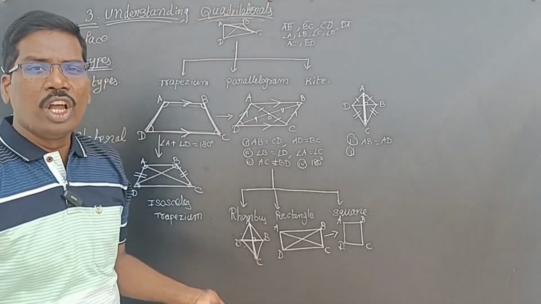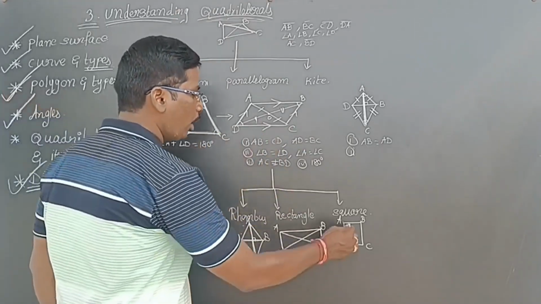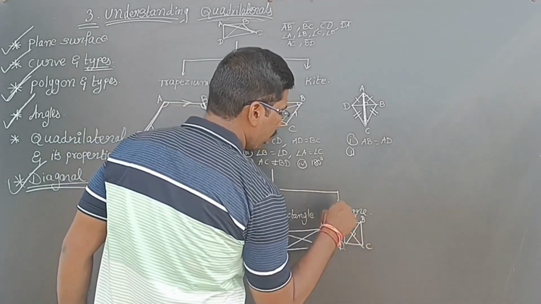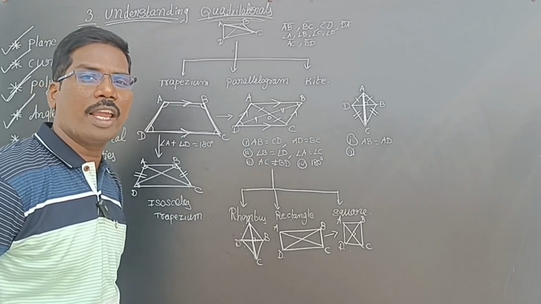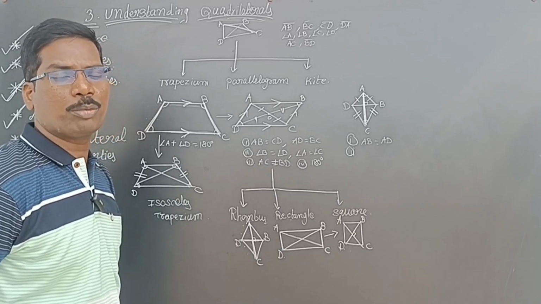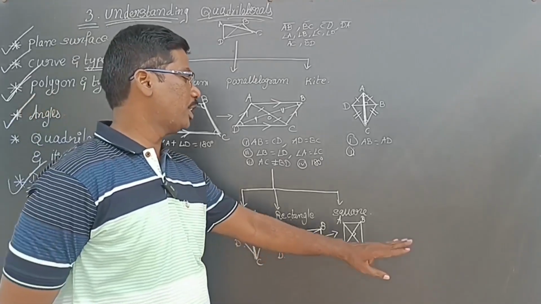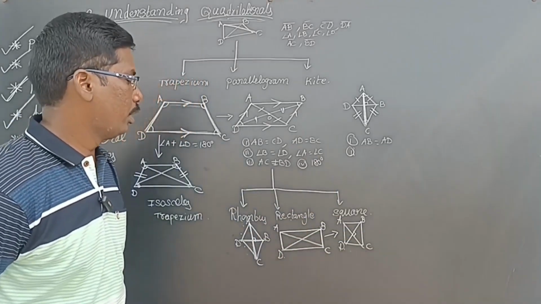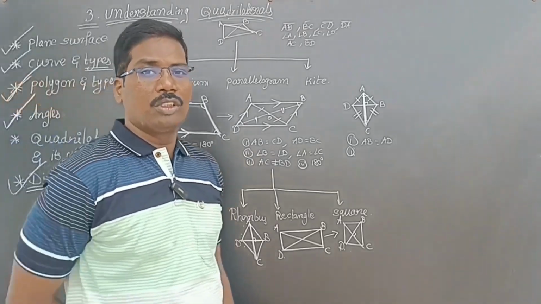So for the square: all sides are equal, all angles are equal, and diagonals are perpendicularly bisecting each other, which is the extra point. Adjacent angles are supplementary and opposite angles are equal. All properties will be satisfied by the square. So these are the quadrilaterals and their types.